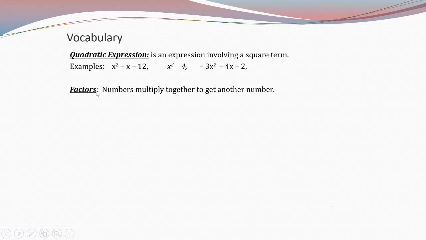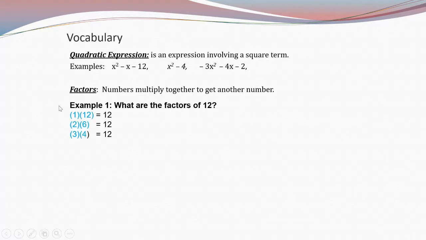Factors. Factors are the numbers multiplied together to get another number. Example, what are the factors of 12? How can we get 12? 1 times 12, 2 times 6, 3 times 4. So the factors of 12 are 1, 2, 3, 4, 6, and 12. These are called factors.